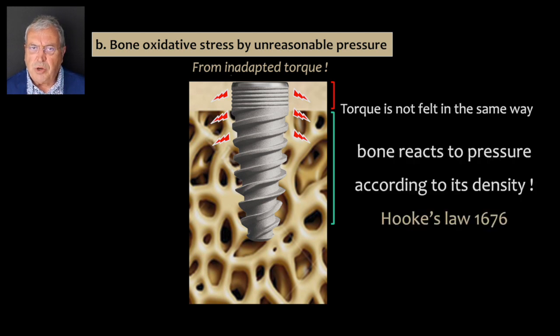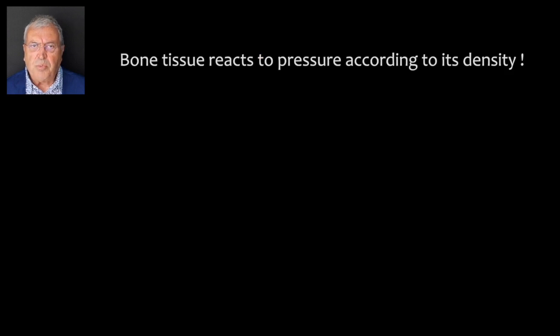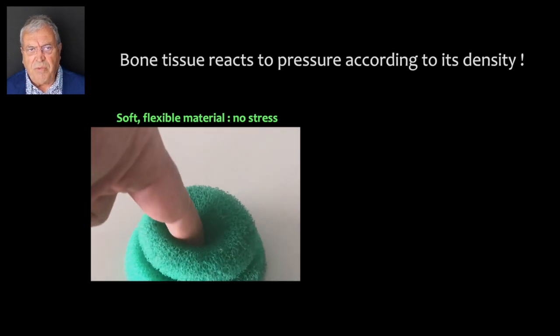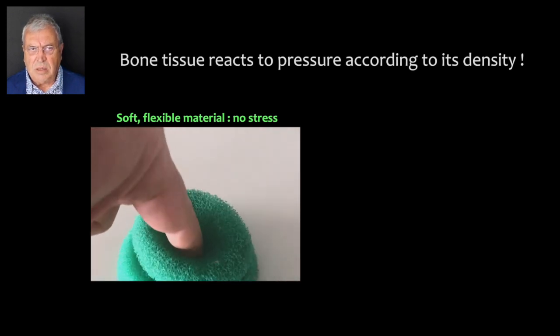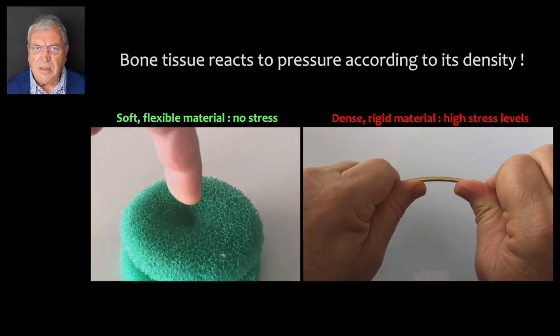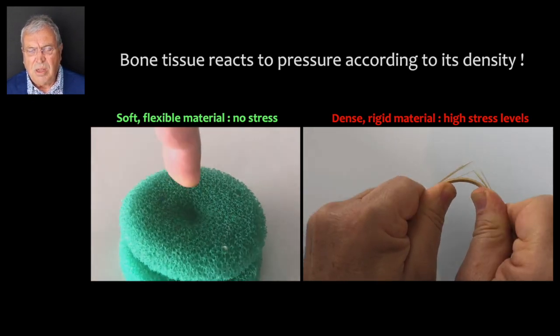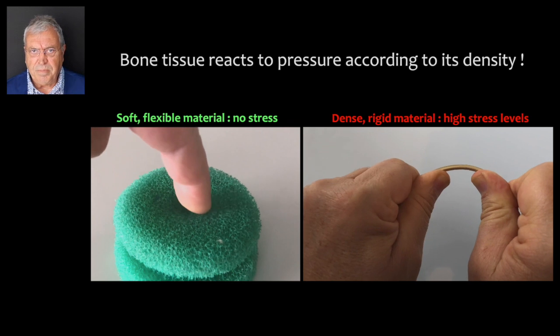The bone reacts to pressure according to its density. This is the law from Hooke, who published the law more than 350 years ago. Bone tissue reacts to pressure according to its density. When the bone is soft, flexible, we will not meet stress. But when the material is dense, rigid, we will meet a high stress.